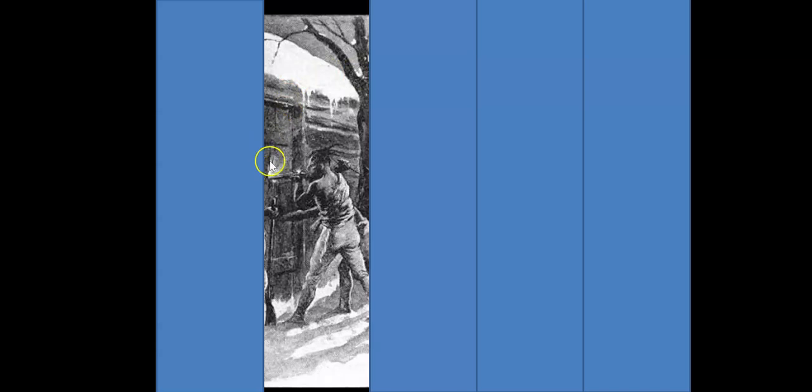What do you notice in this picture so far? This door should look familiar, along with the hole in it. Do you have some idea now how the hole got in the door, knowing that this is called the Deerfield Massacre?